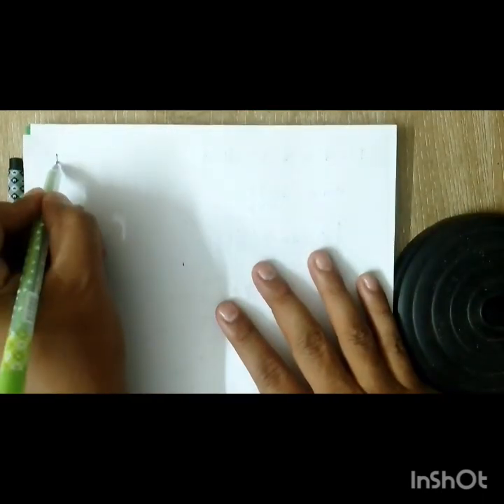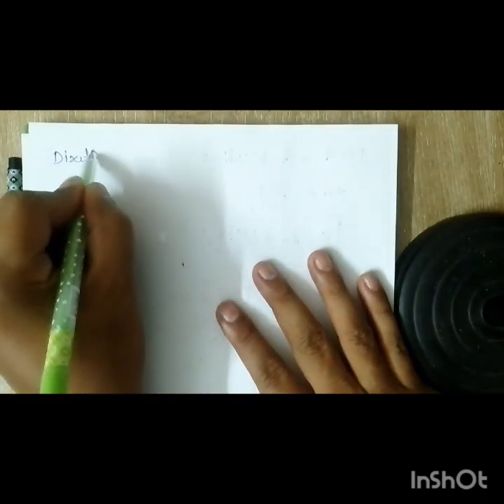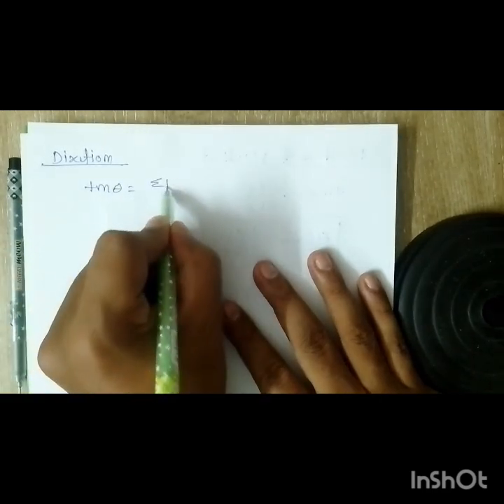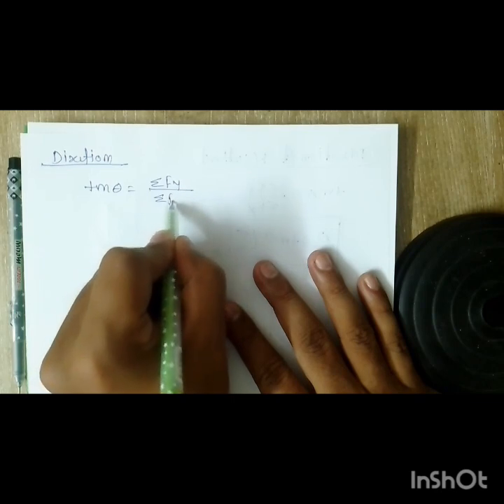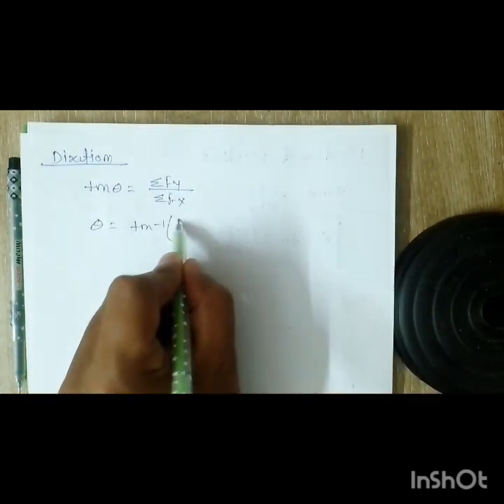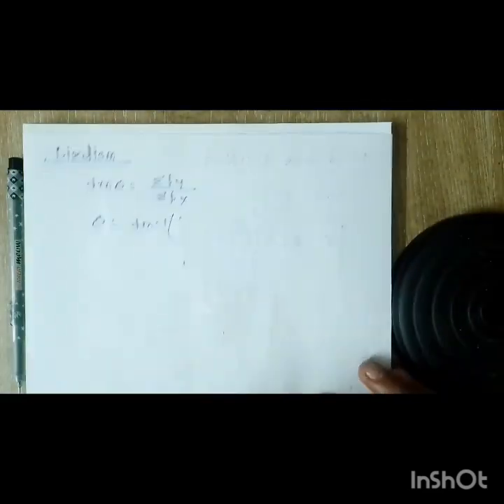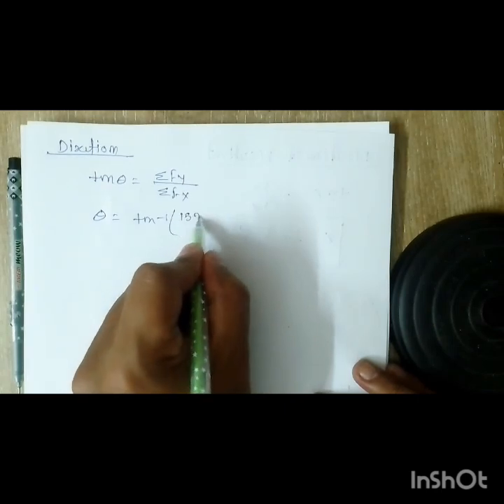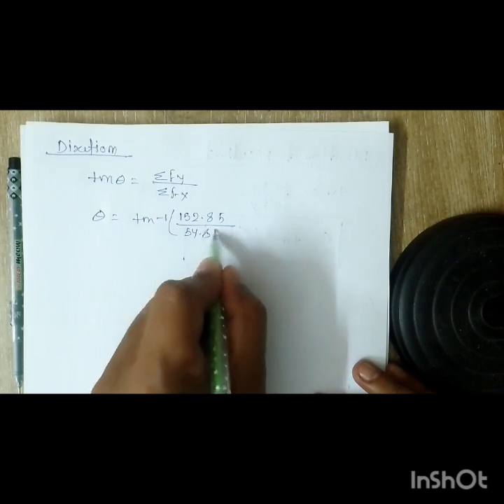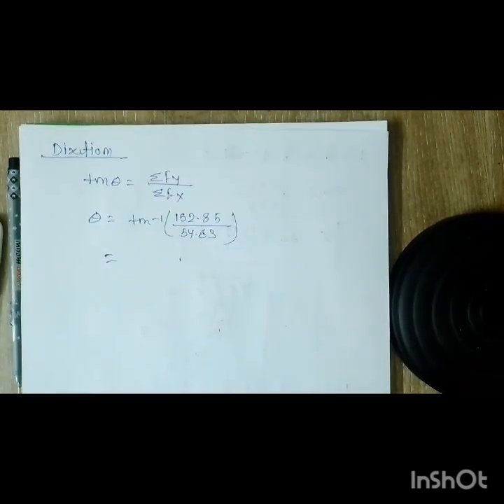So here you can simply find the direction. Direction is what? Tan theta is equal to summation of Fy by summation of Fx. So theta is equal to tan inverse of 54.83 over 152.85.